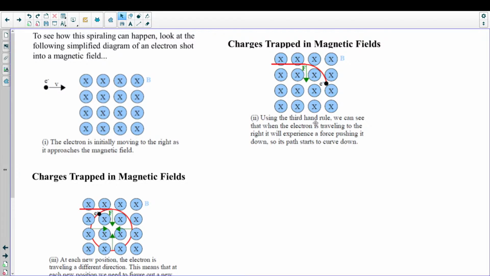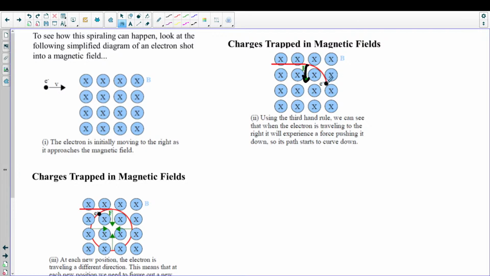Recall that if there is a charge moving in a constant, unchanged magnetic field, in this case, as you can see, an electron is moving towards the right, and the magnetic field is pointing into the page, then using the third hand rule, one can easily determine that the electron will experience a force down in this direction, and cause the electron to accelerate.